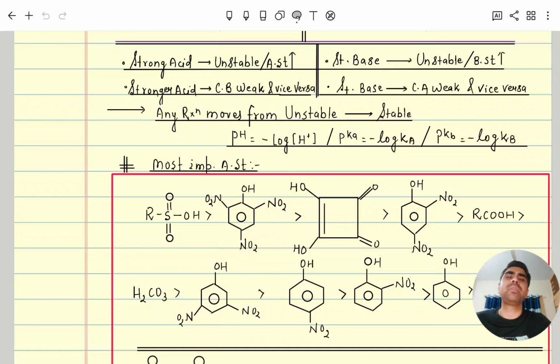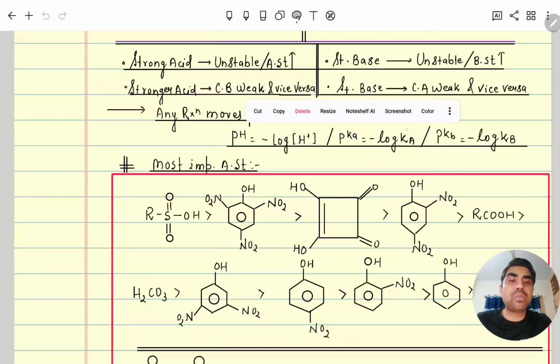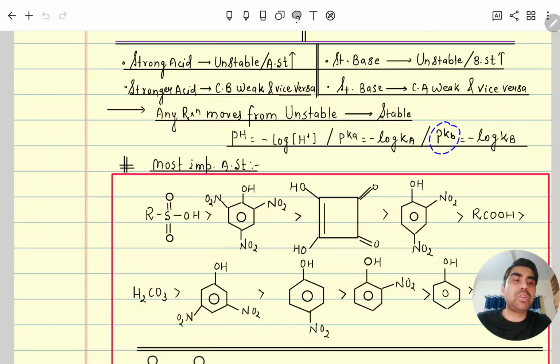Similarly for base, pH is equal to minus log concentration of H plus. Similarly, pOH is minus log OH minus. pKa is equal to minus log Ka, meaning the higher the value of Ka, the higher the acidic strength and the lower the pKa. pKb is equal to minus log Kb, meaning the higher the value of Kb, the more the basic strength and the lower the pKb.